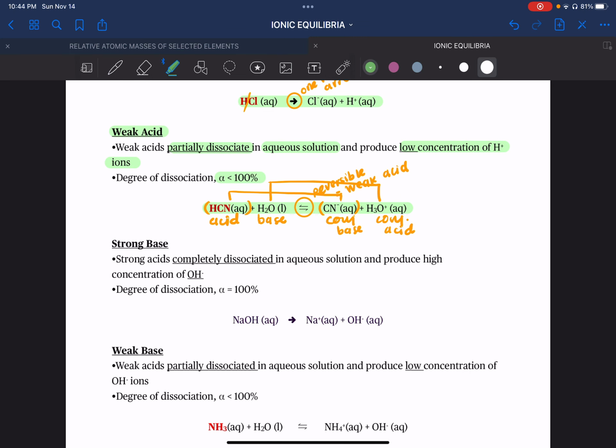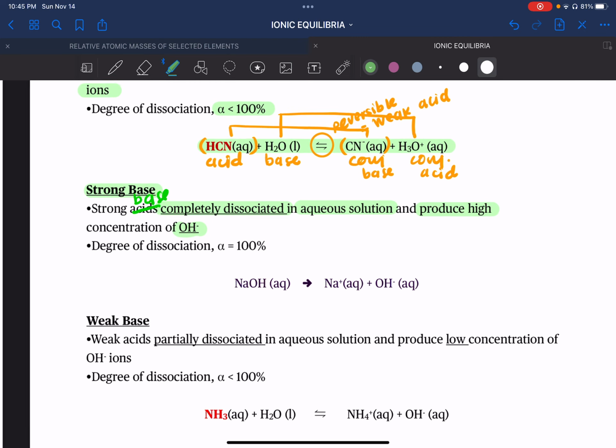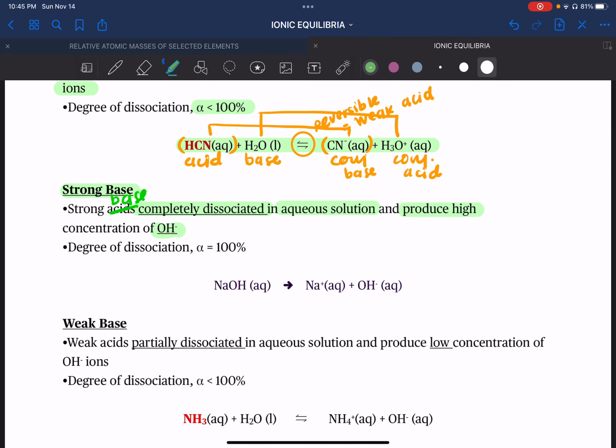Okay, now let's have a look at strong base. Okay, ini ada typo sikit. So, minta betulkan, this is strong base. So, strong base is a base that completely dissociate in aqueous solution and produce high concentration of OH minus. Kalau acid, high concentration of H plus. Kalau base, high concentration of OH minus. So, sama seperti acid, untuk strong base, alpha dia 100.